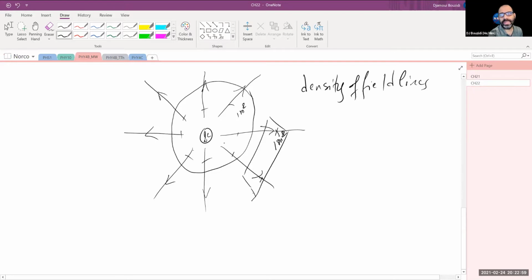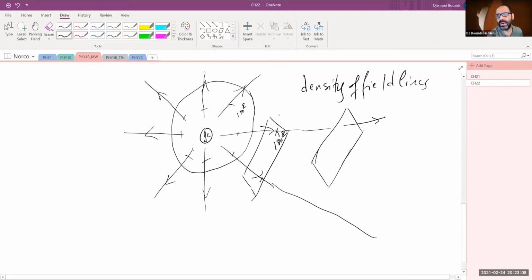If I move further still, I can still carry that 1 square meter with me and count how many field lines penetrate it. This one is going to diverge in here. The other one is going. So how many field lines do I have now? I'm down to just 1 field line per meter squared.